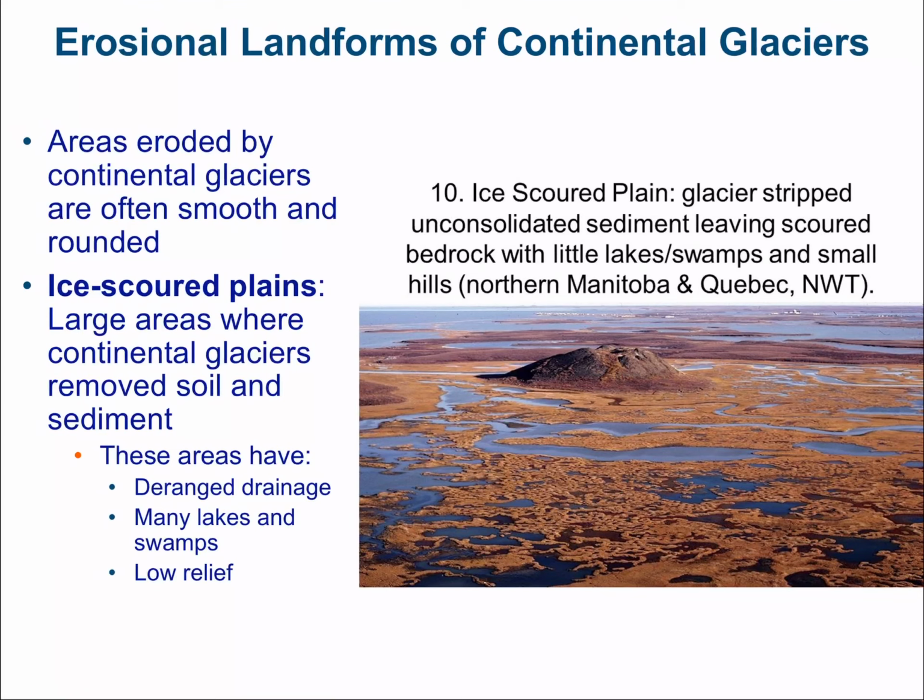One major difference between a valley glacier and a continental glacier is the areas that have been eroded by continental glaciers are often smooth and rounded. Picture on the right shows one of our features, and that's an ice-scoured plain. So that's going to be a large area where your continental glacier removed soil and sediment. Typically in these areas you might see some deranged drainage that we've talked about. You also see lakes and swamps in areas of low relief, as you can see demonstrated by this picture of an ice-scoured plain.